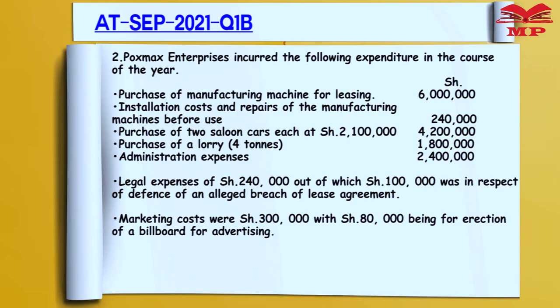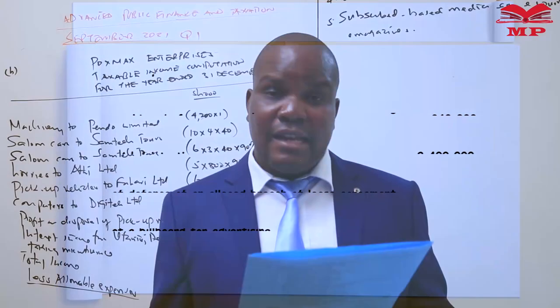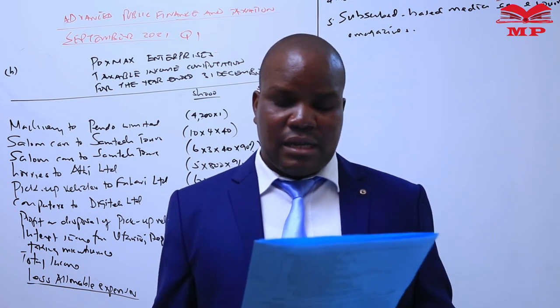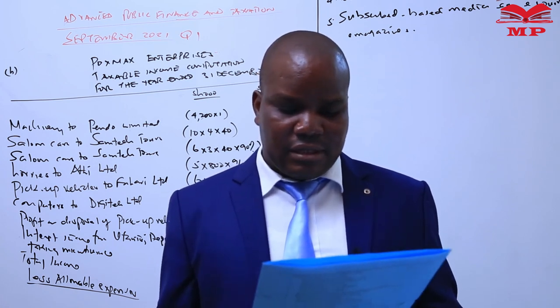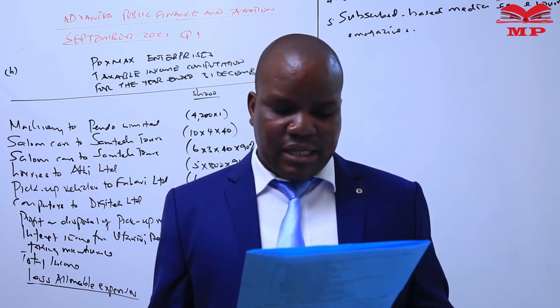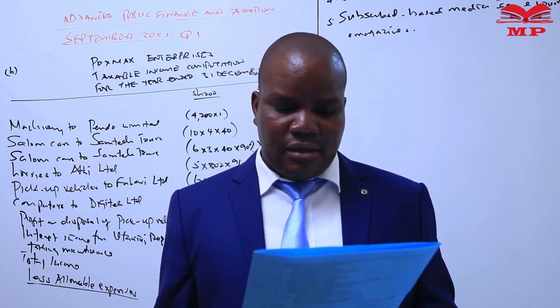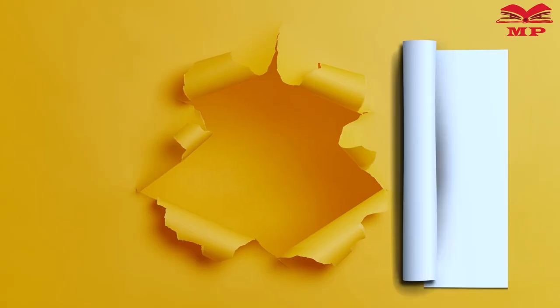Three, purchase of two saloon cars each at 2.1 million shillings. Again, that is a capital expenditure which we disallow, but we shall allow for capital allowance. We shall work out that. Next is purchase of a lorry of 4 tons. The same explanation. We shall use that to work out capital allowance.